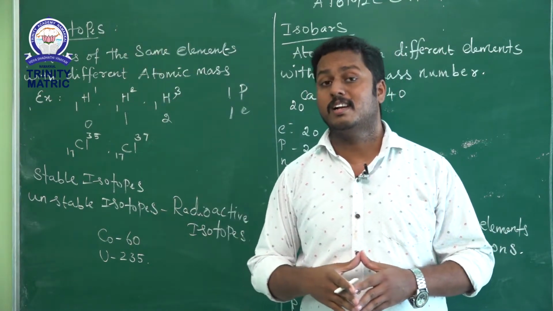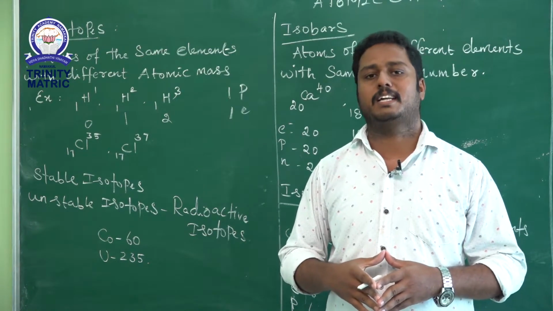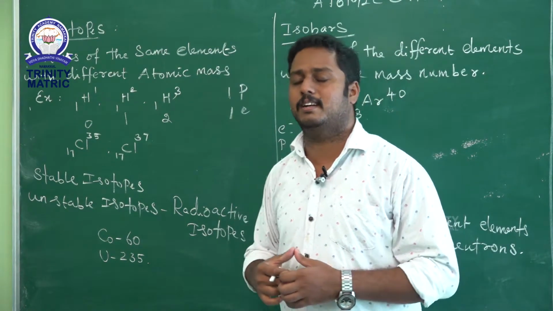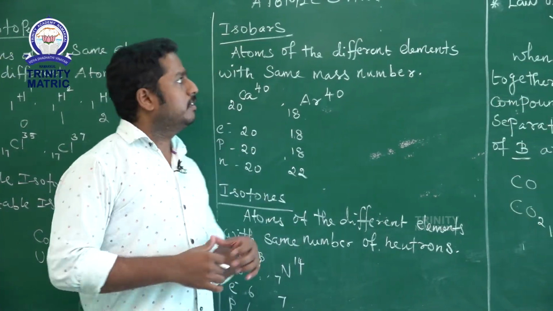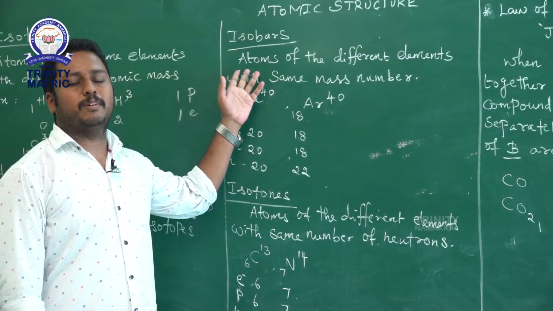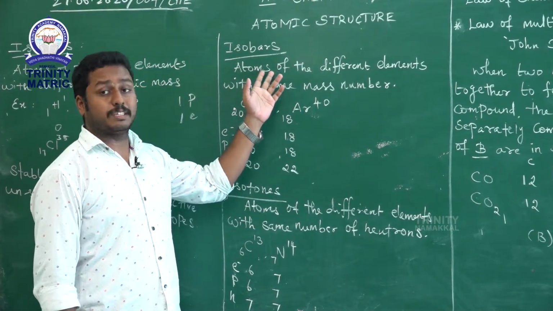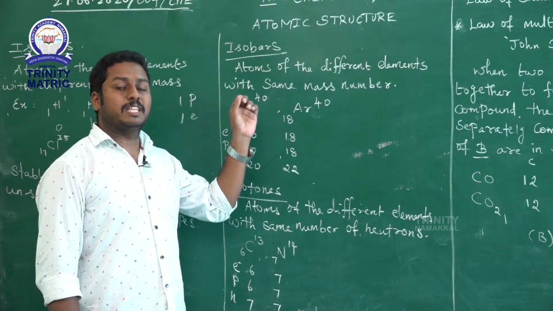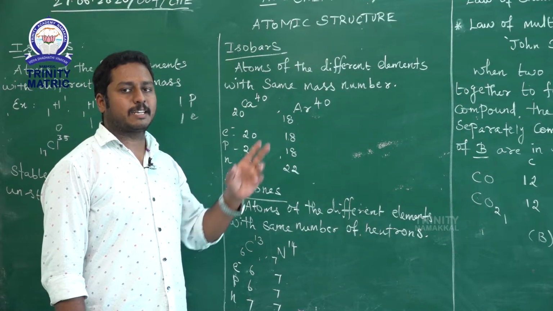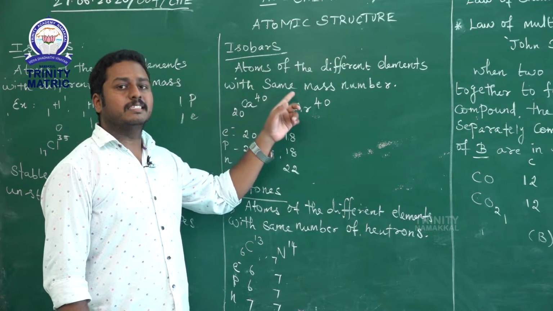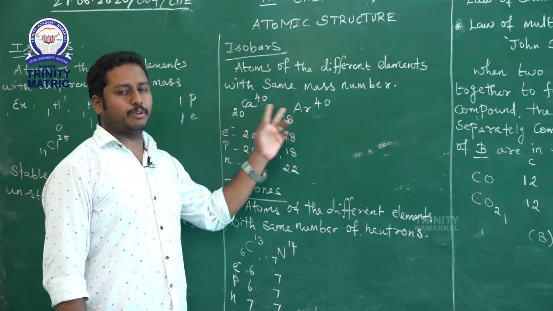Isotopes are atoms of the same element which have the same atomic number, but different mass numbers. The next case: isobars. Isobars are atoms of different elements but with the same mass number. Atoms of different elements with the same mass number are known as isobars. Consider these two examples.